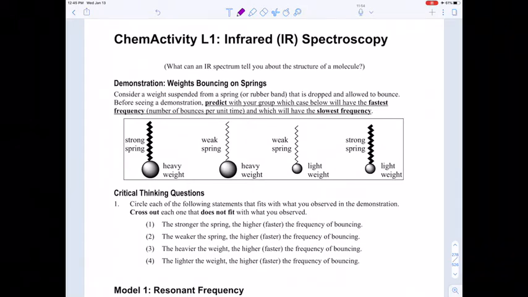Okay, so we'll start. Normally we do a demonstration here with some springs. I'm not going to do that for you, so you can just imagine, or you can use some rubber bands if you want.